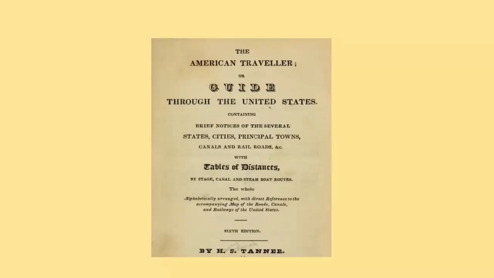Here's a really neat one. It's called The American Traveler, or Guide Through the United States, containing brief notices of the several states, cities, principal towns, canals, and railroads, with tables of distances by stage, by canal, and steamboat routes. It's the whole kind of thing. Started in 1840, I kid you not. And you can find this out online.